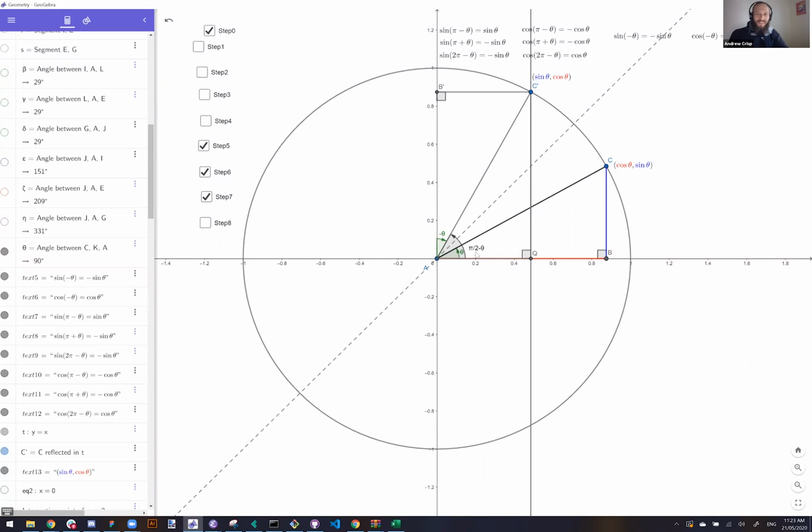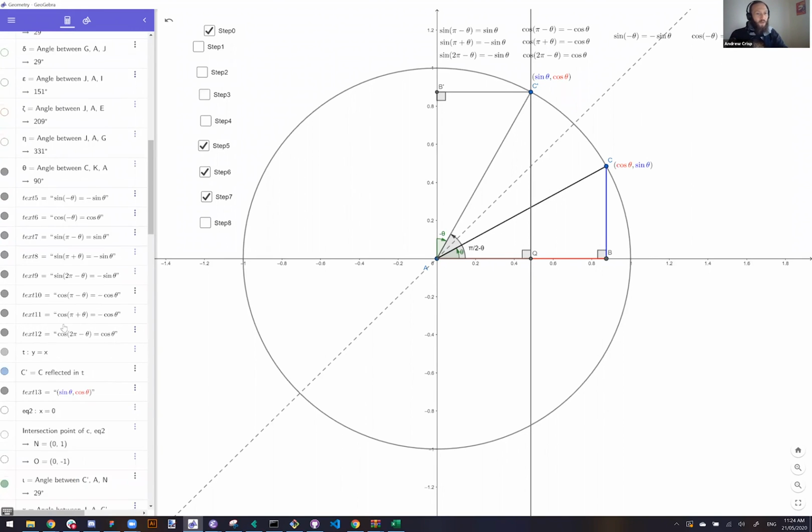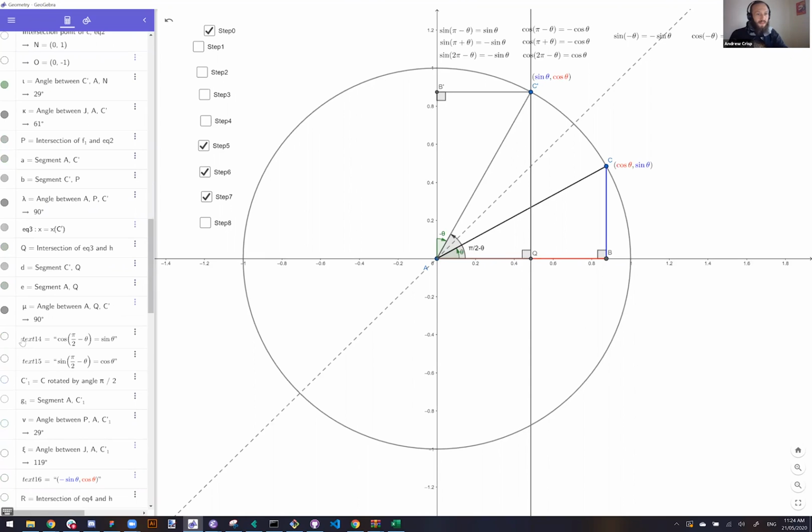Living the dream. So pi over 2 minus theta, I put that into cosine and it will tell me this horizontal distance from the origin to point Q. If I put pi over 2 minus theta into sine, it will tell me the vertical height. And that is how we get our next two trig identities, this one and this one. It's a little bit in the way here, so I'm just going to move it so the line doesn't get in the way for now.